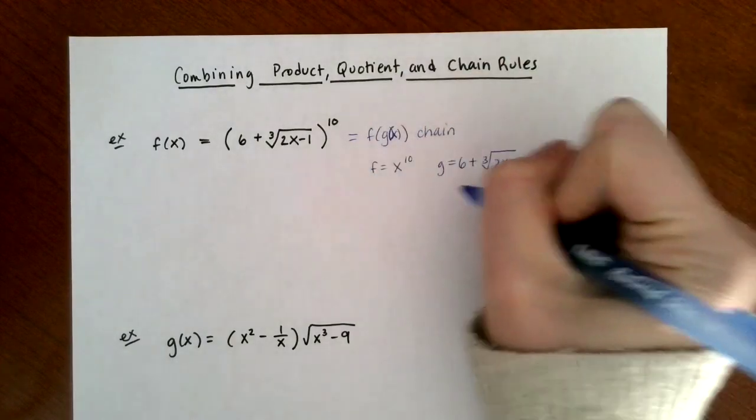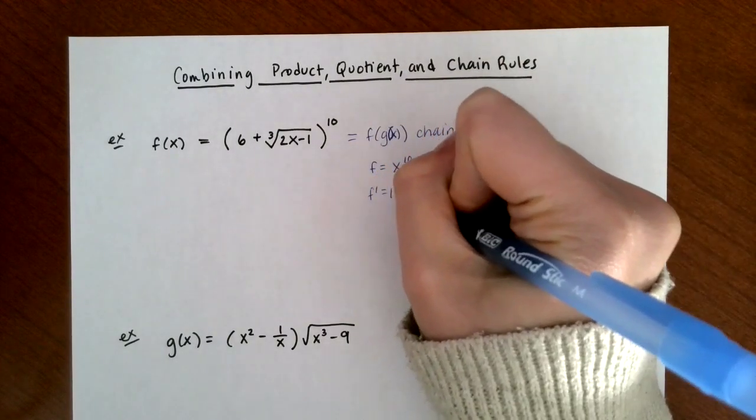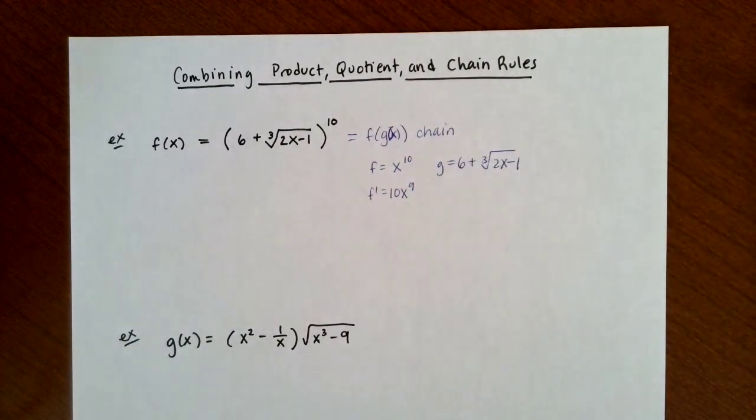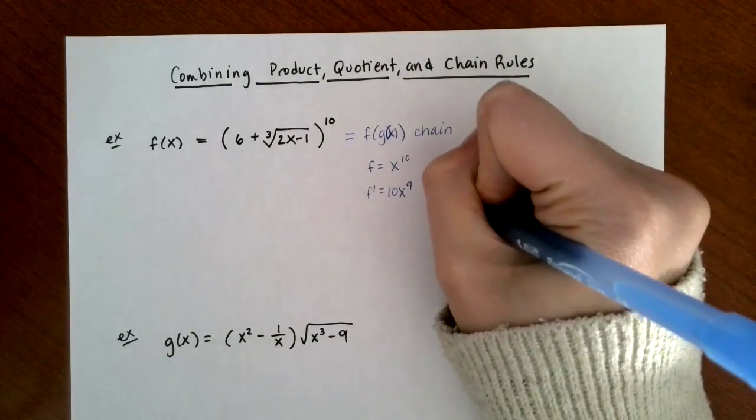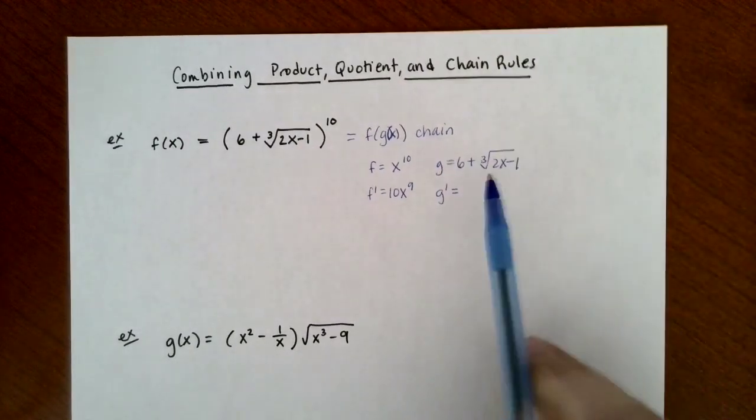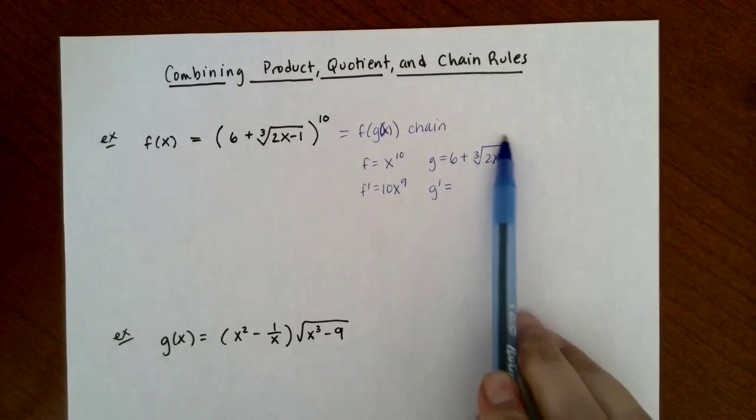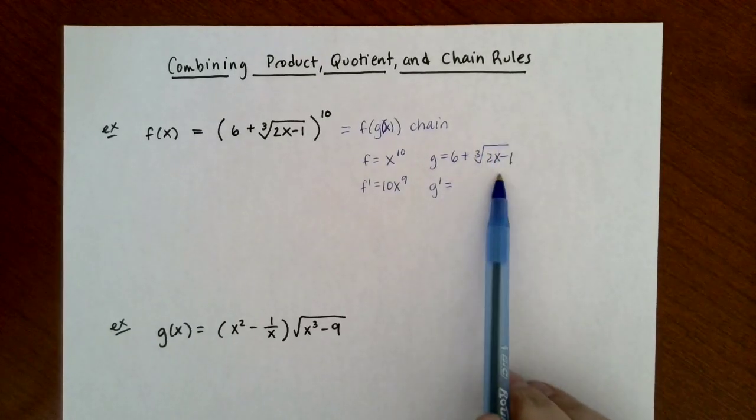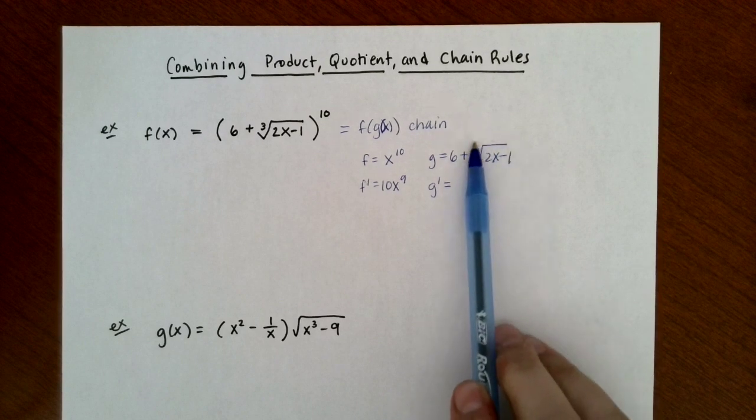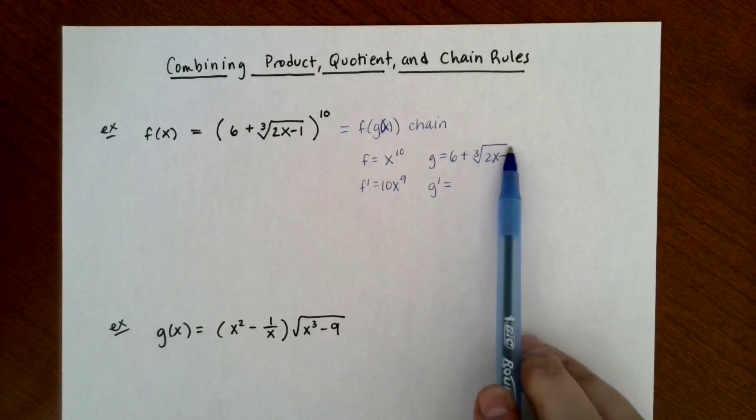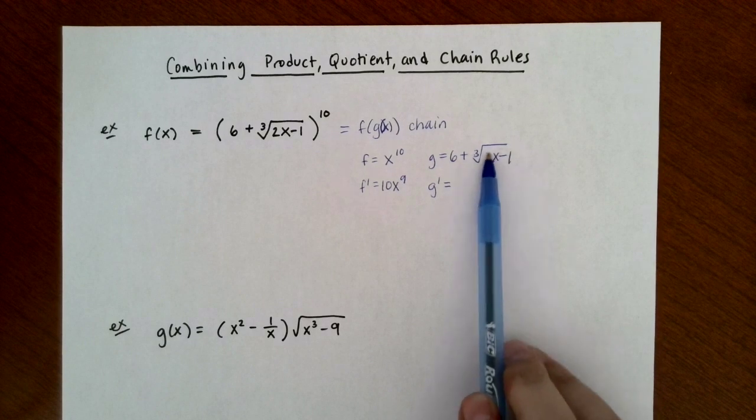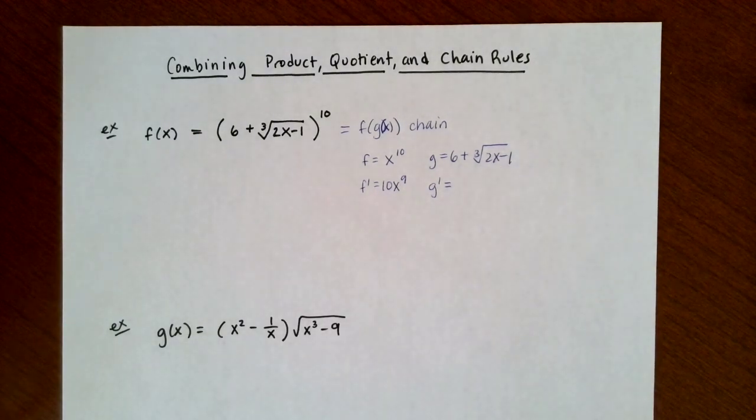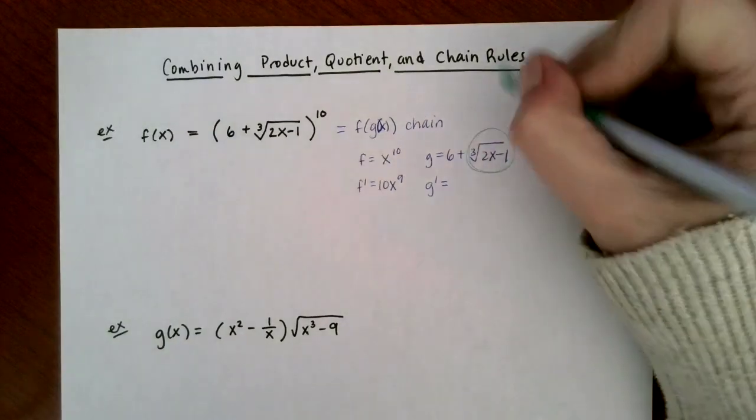All right, so I need the blue f prime and blue g prime. I get 10x to the 9 for f prime. For g prime, I know that the derivative of 6 is 0, so I really just need to focus here. But I don't have a derivative rule that covers all of this, so I need to see it as either multiplication, division, or composition. And I would say this is another composition, right? This is the cube root function on the outside with 2x minus 1 plugged into it. So I'm going to switch into another chain rule.